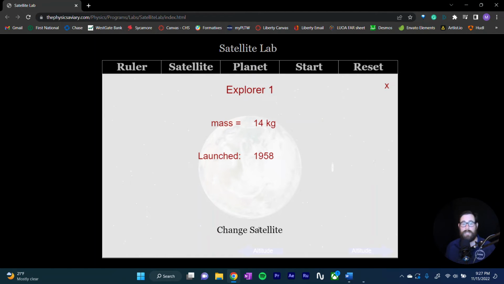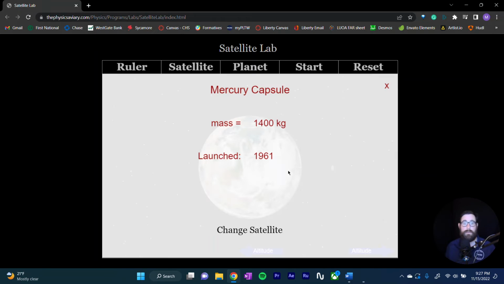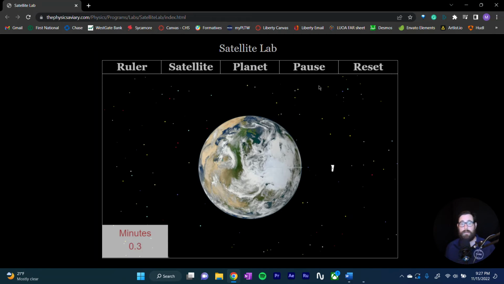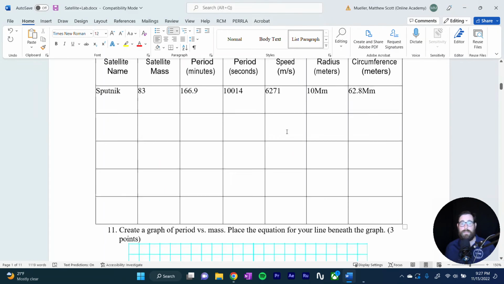Go to the satellite, change the satellite. Okay, the Mercury capsule, it's a little heavier. Let's see what happens. There it goes. It's flying around the Earth. Okay, we measured it. We start over. Do the next one. Do the shuttle. Start. There it goes. It's flying around. Okay. And so that's what we're going to do. We're going to repeat that over and over again for each satellite. So that will fill out this chart.